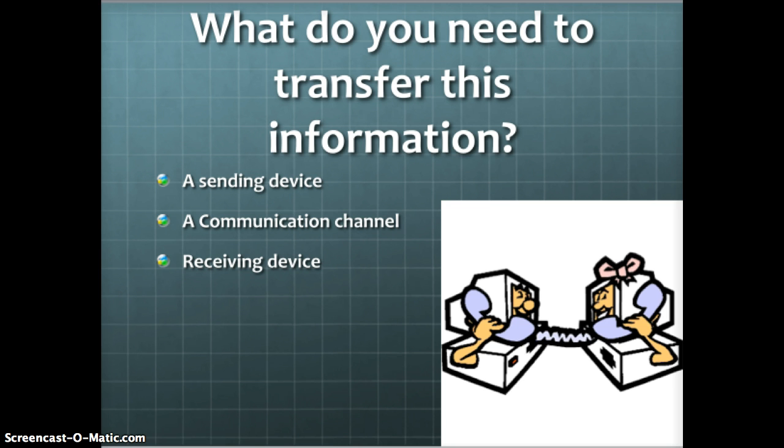So what do you need to transfer this information? Well, first you need a sending device. So the first sending device would be considered a computer. Then you need a communication channel, which would be your network connection. So it could be dial-up, Wi-Fi, broadband, and stuff like that. And then it needs to be sent to a receiving device, such as another computer or a phone or a printer. And in this case, you could use any other device that is able to connect to the internet.